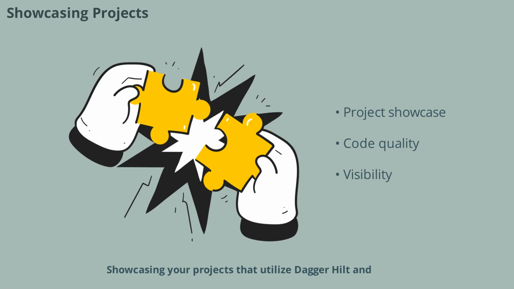Showcasing your projects that utilize Dagger Hilt and modular architecture can impress interviewers and potential employers. Highlight how you manage dependencies, optimize performance, and maintain code quality. Sharing your work on platforms like GitHub and LinkedIn can boost your visibility and credibility.